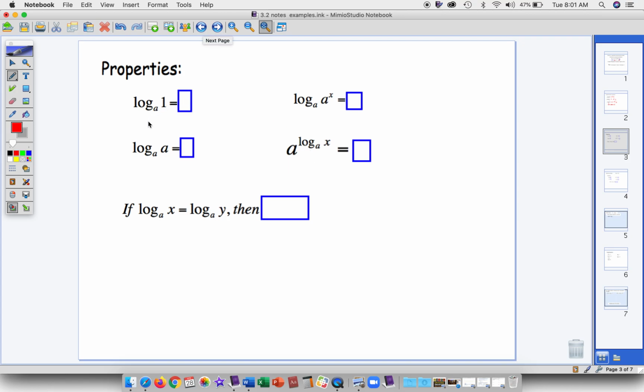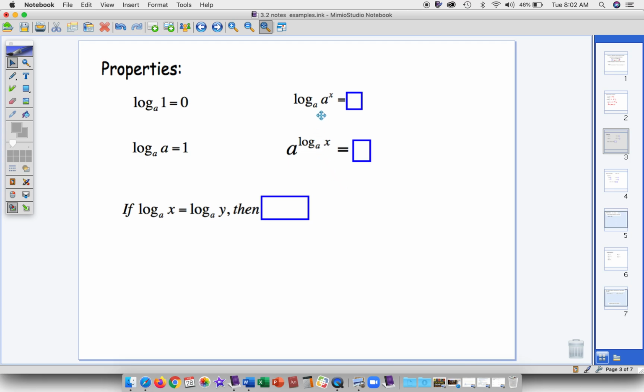Properties of logs. So here we have log base a of 1. So I'm asking myself, a to what power is equal to 1? Well, we all know any base to a power of 0 is equal to 1. So log base a of 1 is 0, and that means a can be any base. If I have the log base a of a, that means a to what power is equal to a? That would be the first power.